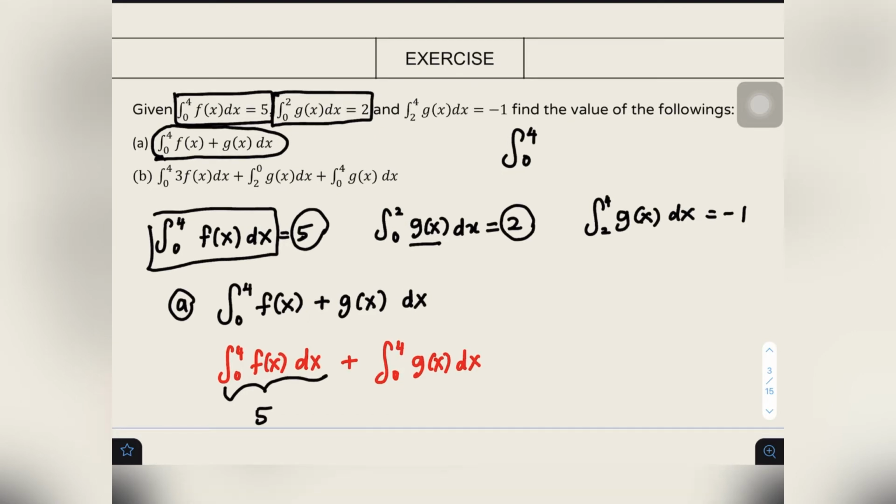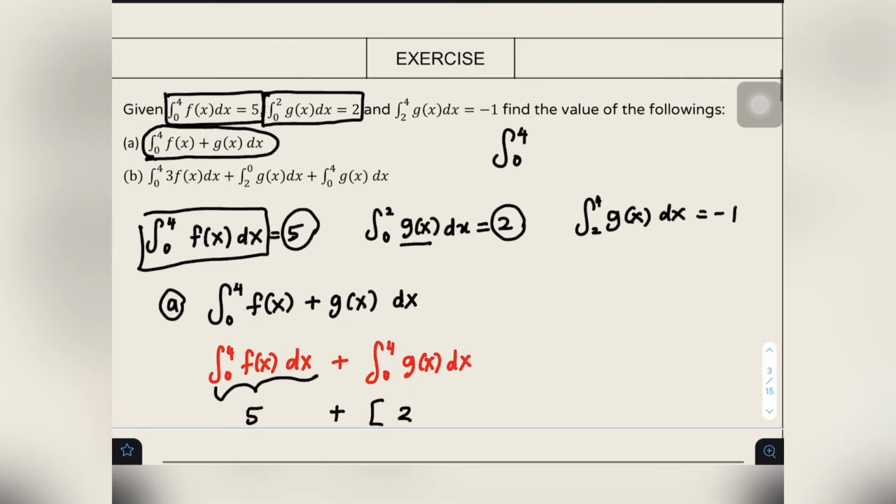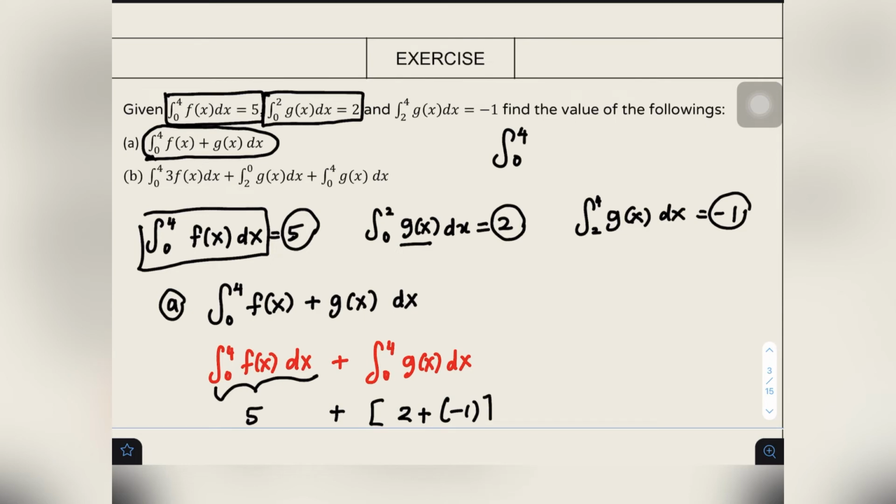2, this one plus, right? For this one, 2 plus with the value of the next one, which is -1. So what you will get is 5 plus 2 plus minus 1, and 2 minus 1 is 1. So 5 plus 1, the final answer is equal to 6. This one is for A.